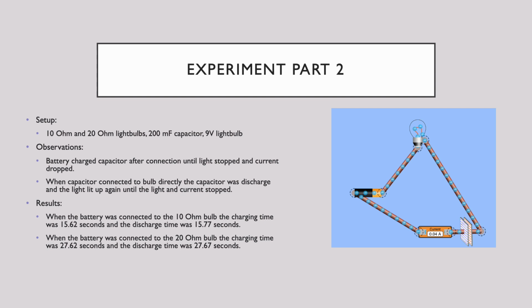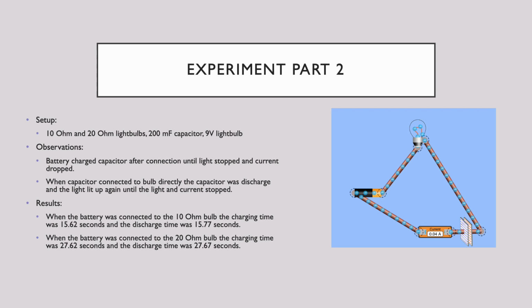So for part 2 of the experiment, the setup was 10 ohm and 20 ohm light bulbs for two separate scenarios, a 200 millifarad capacitor and a 9 volt battery. The observations I made with the experiment were that the battery charged the capacitor after connecting the battery until the light stopped and the current dropped to 0. And when the capacitor was connected to the light bulb directly, the capacitor was discharged and the light bulb lit up again until it abruptly stopped and the current also dropped to 0.